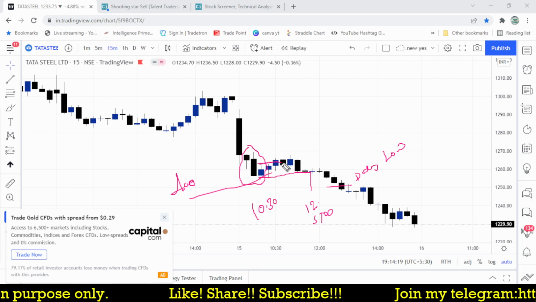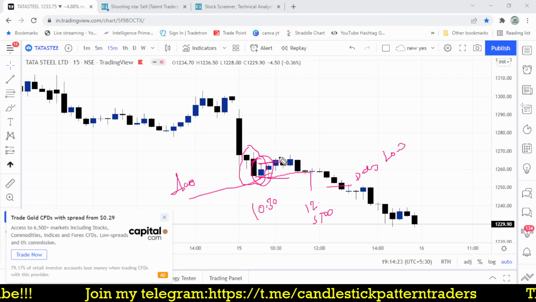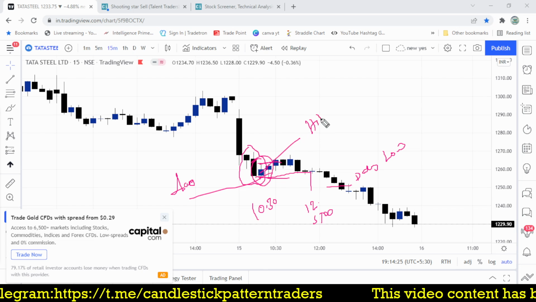So when your entry is triggered and your stop loss is triggered, it means we were finding an opportunity at the lowest level. This trade hit its stop loss.